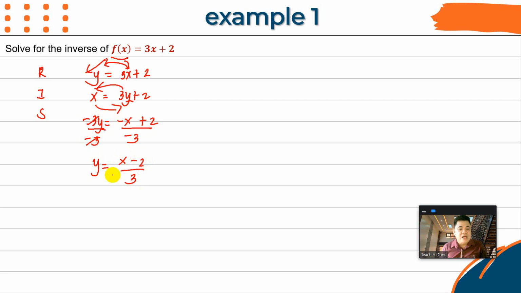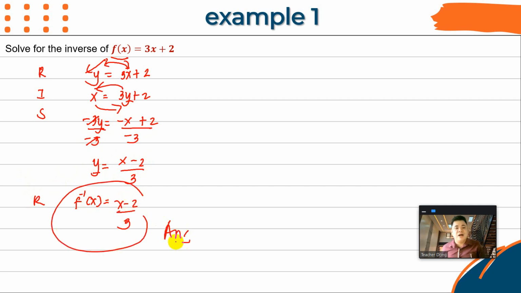And then the last process is rewrite. To rewrite, you change y to the inverse of f of x, which equals (x minus 2) over 3. So this is now the inverse of the function f of x equals 3x plus 2.